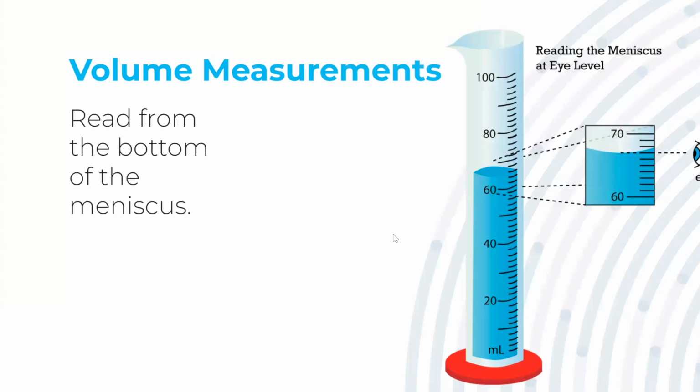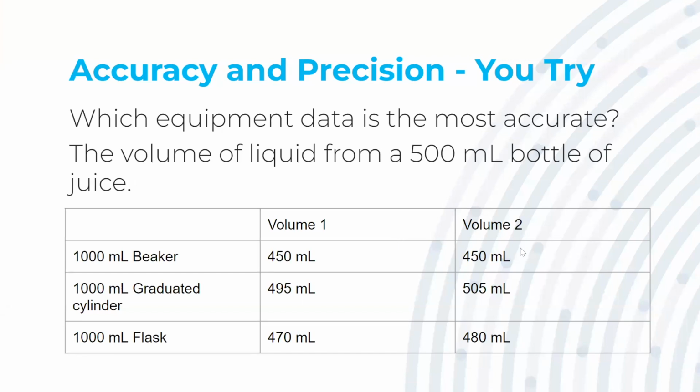Let's say I have two people getting measurements. A person who used a 1,000 milliliter beaker got 450 and 450. Let's say a person using a 1,000 milliliter graduated cylinder instead of a beaker gets 495 and 505. And then a person is using a flask, maybe an Erlenmeyer flask, and they got 470 and 480 for their measurements. So which one of these measurements is the most accurate? Which tool gave you the most accurate measurements? If you just want to put it into the chat, that would be fine. Just make sure you're only chatting to me. So which tool gave us the most accurate measurements if it was from a 500 milliliter bottle of juice?